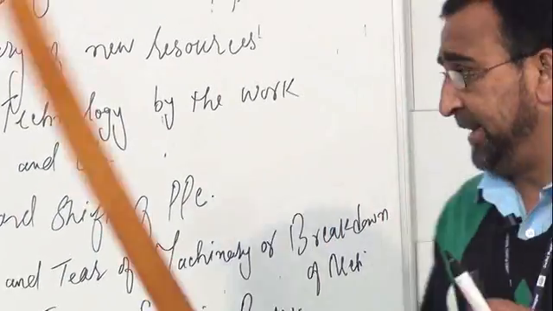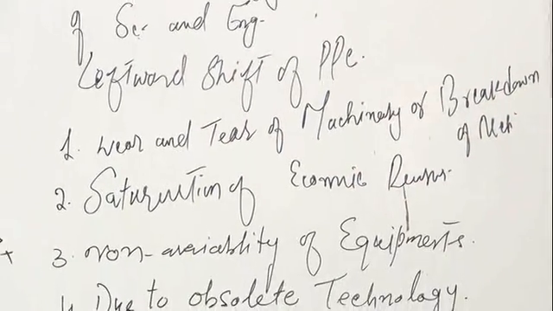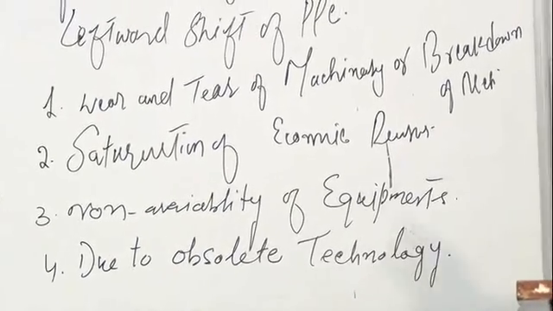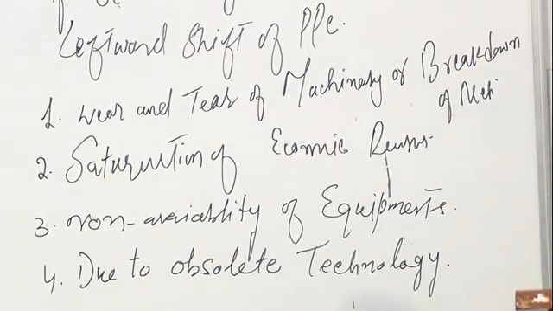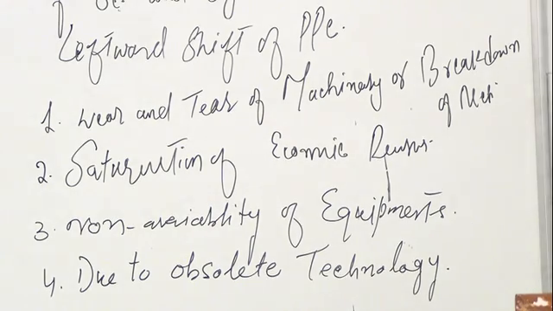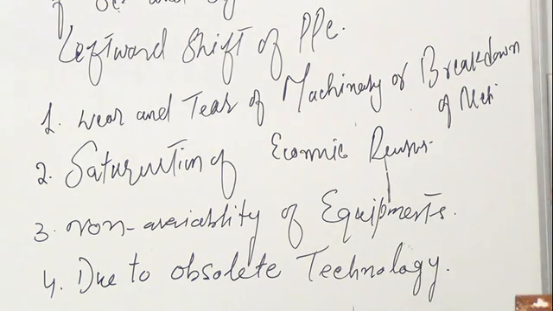Now I will explain them one by one. Wear and tear or breakdown of machinery. It simply means that in the production process, there is wear and tear, which we technically call depreciation of machinery in economics, or breakdown of machinery. When the machinery gets wear and tear, then we are able to produce less out of that machinery.